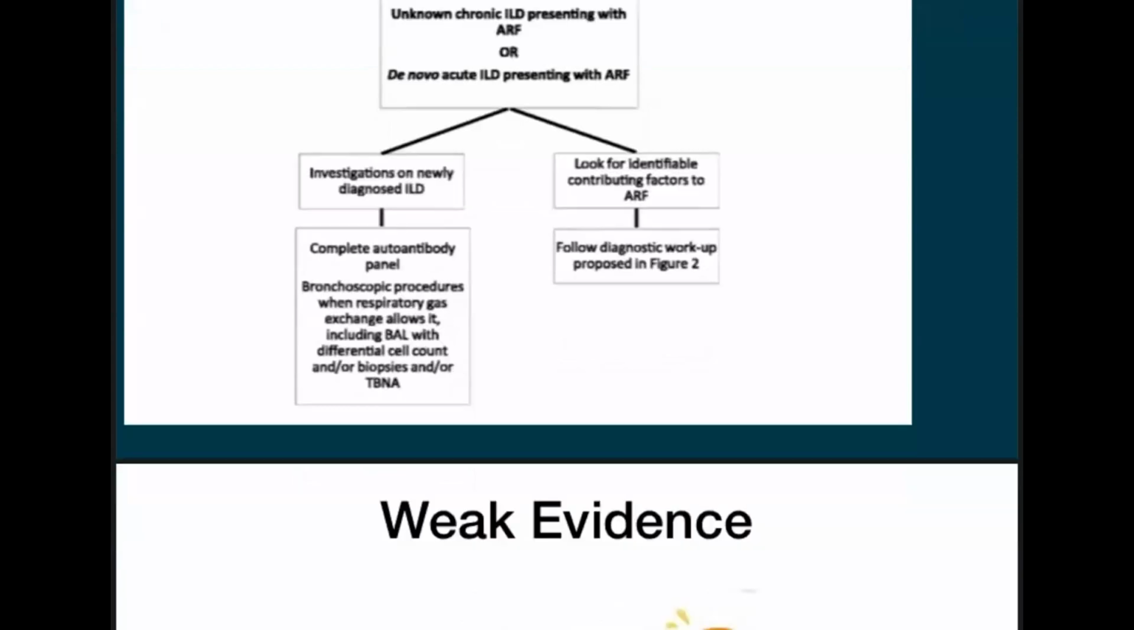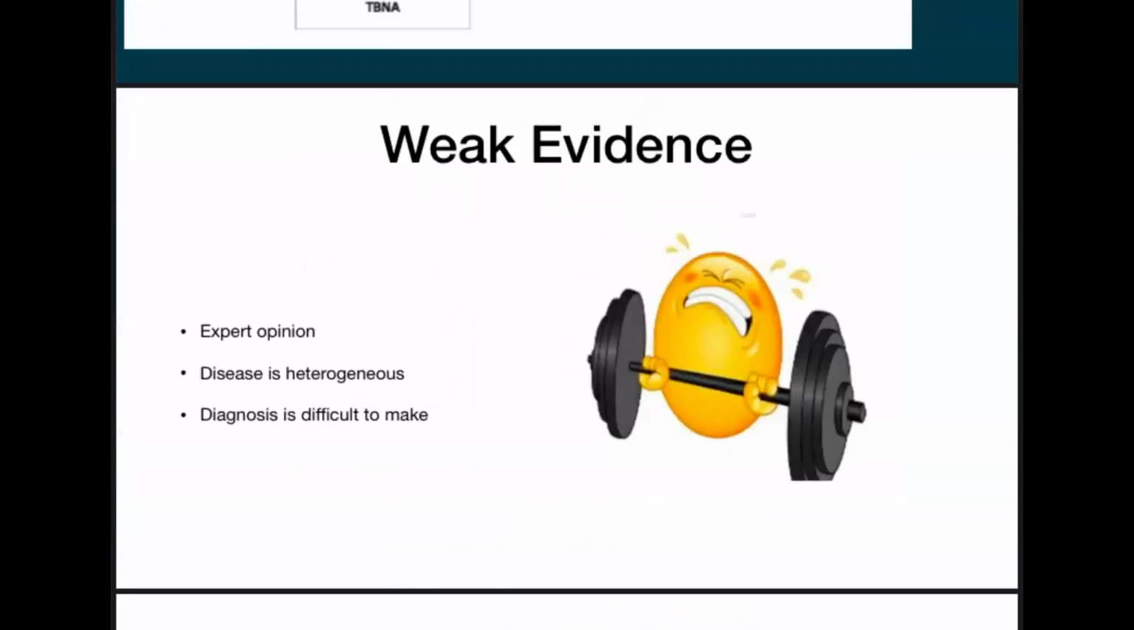So in terms of management, all the things that I'm going to suggest are mainly expert opinion. I've not put in how evidence should be graded, but it's basically expert opinion, so you can take everything I say with a grain of salt. The diagnosis is difficult to make, as I've said, so in most cases we are doing trial and error because we may not specifically understand what we are treating. Yeah, and the disease is basically heterogeneous, and that makes things complicated.